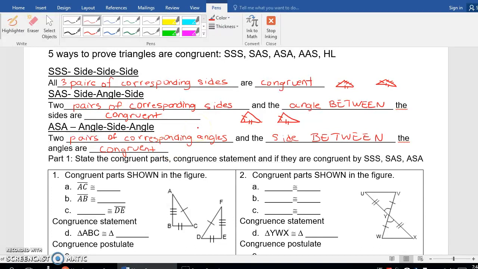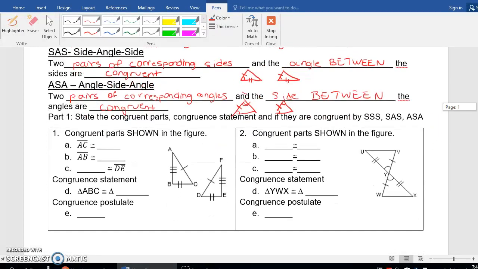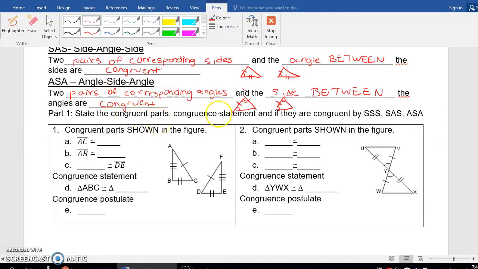So these are the first three ways to prove that two triangles are congruent. So for this last one, if I'm given two triangles, sorry, my drawings are rather rudimentary, and you have two pairs of corresponding angles, so here's one pair, and here's two pairs. And the side between them, notice that this side is between those angles. If you have those three things that are congruent to each other, then you know that those two triangles must be congruent to each other. Okay? So those are the first three postulates that we're going to be using to prove that triangles are congruent.